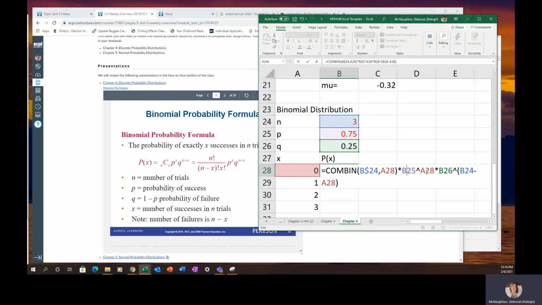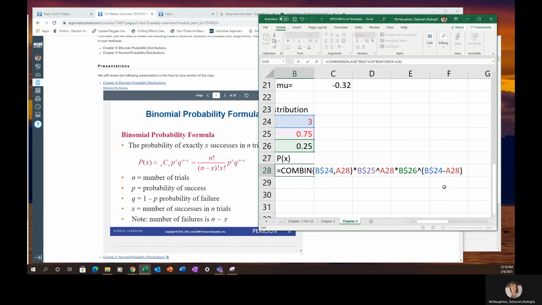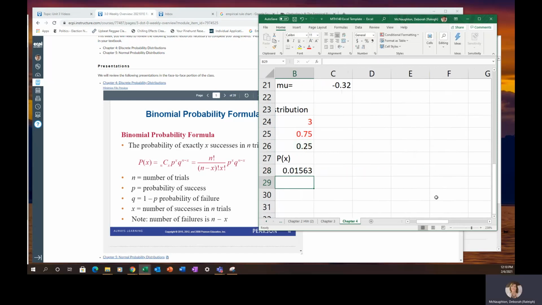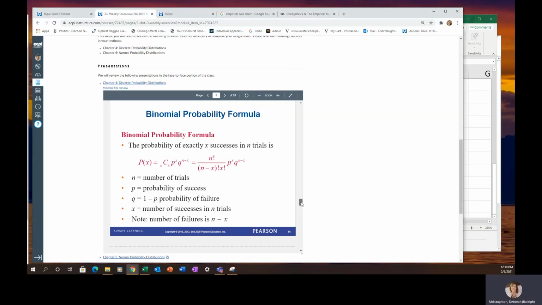P times P, this one I'm going to anchor, to the X times Q, I'm going to anchor that, raised to the N, I'm going to anchor the N minus X. Okay, now I should be able to show you that that matches.